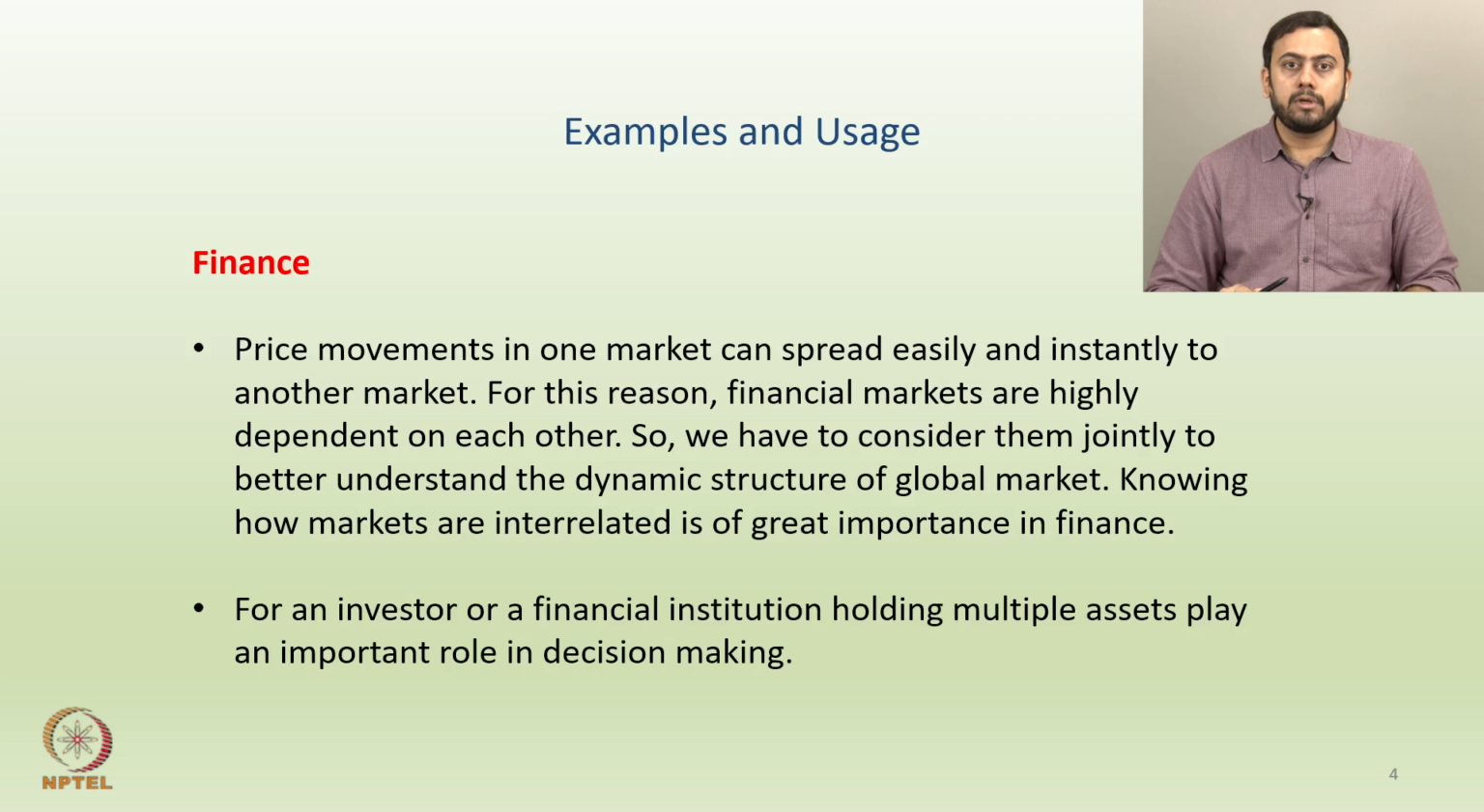Okay, so we will put forward some examples right away. The first example could be in finance. Let us say price movements in one market can spread easily and instantly to another market. So, let us say you have two markets, both of them separate, and whatever movements you are observing in the first market could impact the movements in the other market, right. For this reason, financial markets are highly dependent on each other.